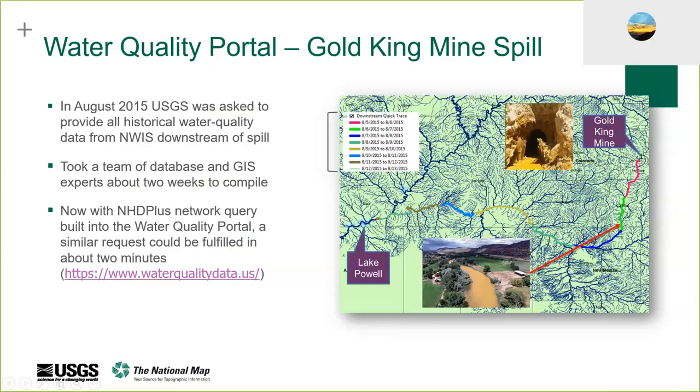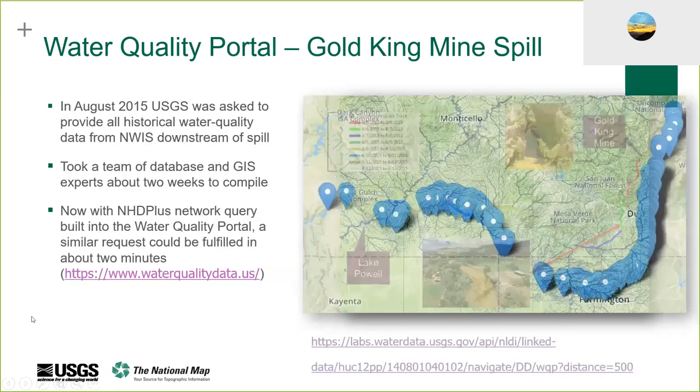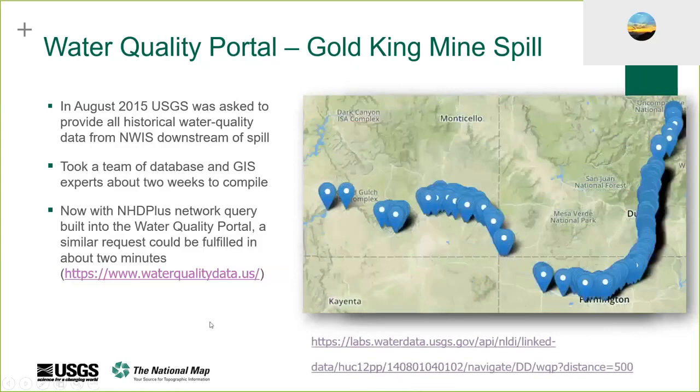So we had a request from EPA to get all of the historical water quality data downstream of that spill. Well, our databases were not set up for that. And it took us a couple of weeks and several conference calls for a team to actually compile all of that data. You can do that same query now using the water quality portal and this sort of thing in a couple of minutes. Actually, if you were to click on this, it would take way less than 2 minutes. So that's the power of having this sort of infrastructure.